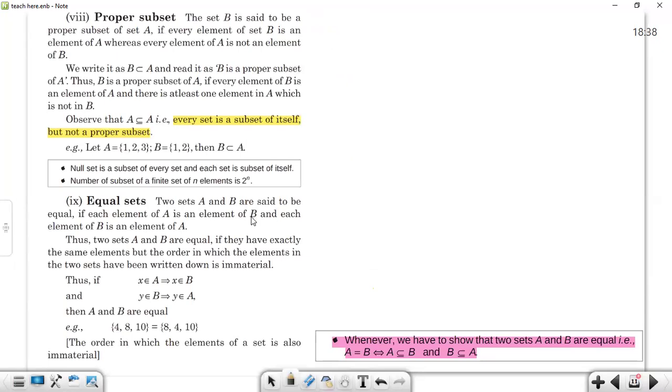Yes. Now let's discuss proper subset. The set B is said to be a proper subset of set A if every element of set B is an element of set A, whereas every element of set A is not an element of B. Basically, the condition of equality is not considered. Earlier, B was only a subset of A, but for B to be a proper subset of A, B has to be the subset of A and A should be bigger than B. That's when it will be a proper subset.